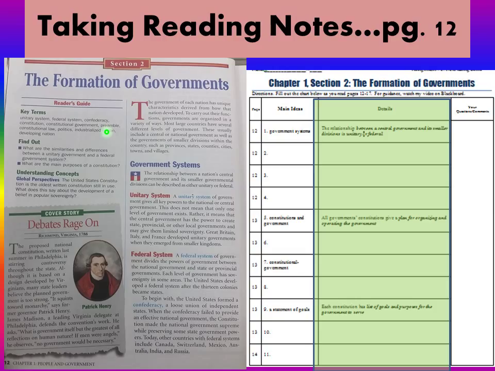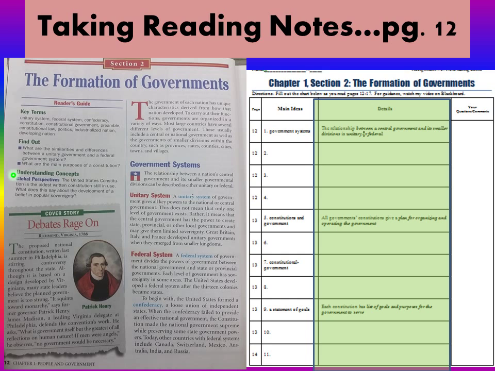We're going to read this whole section together, starting with key terms. This is what you know you need to look for. And you've already written all these down at some point, so we can skip over those. Let's look at our find out section. This is what you're going to look for as you read, because it's kind of a preview, something to set you up for success. What are the similarities and differences between a unitary government and a federal government system? So those two words, remember those. And then what are the main purposes of a constitution? Why do we have a constitution? What purpose does it serve?